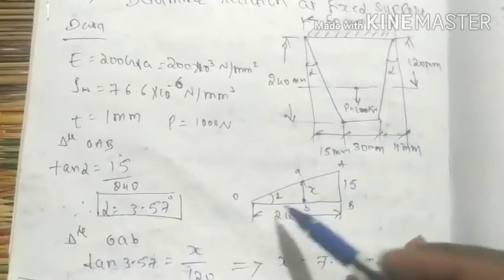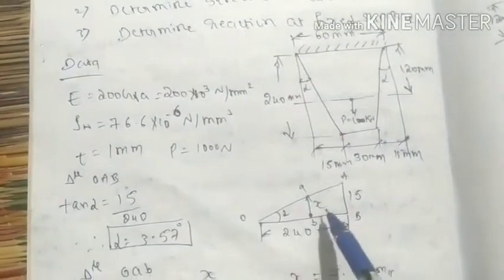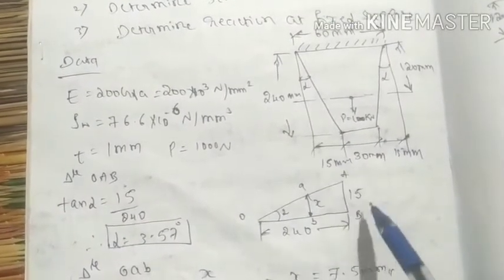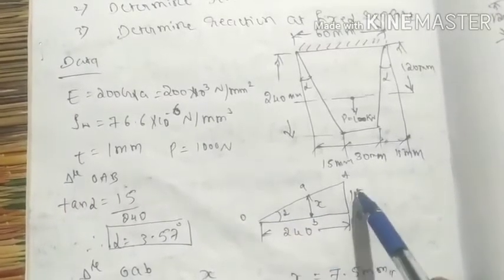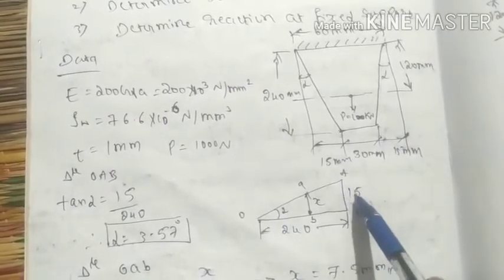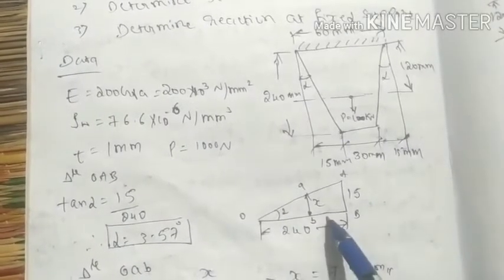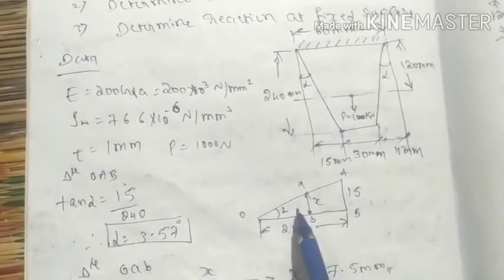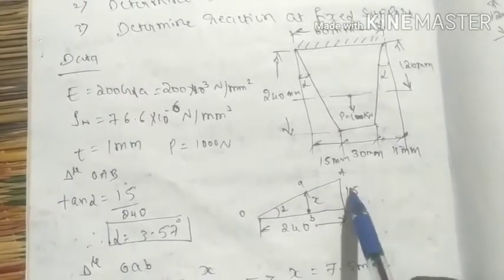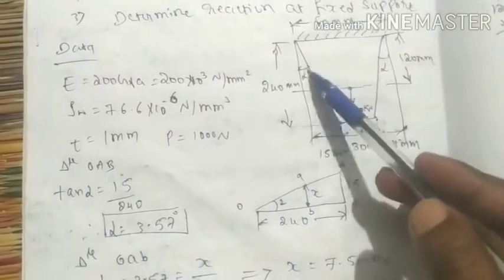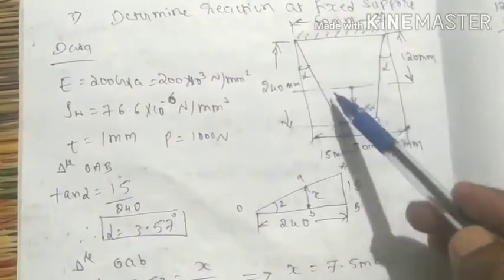Now there is an angle formed, called alpha, which is the taper angle. Let us name the triangle OAB. We know this is the adjacent, this is the opposite, and this is the hypotenuse. I know the opposite side is 15 and the adjacent is 240, so we apply the tan rule. Tan alpha is equal to opposite by adjacent, that is 15 by 240. Therefore alpha becomes 3.57 degrees. So the taper angle is the same on either side, 3.57.